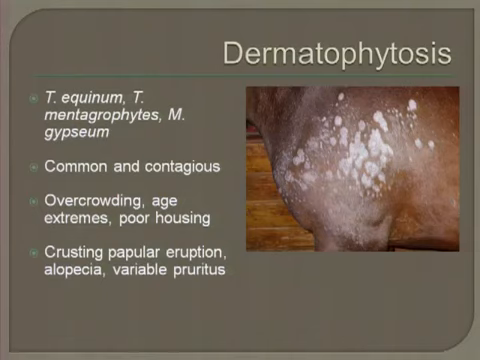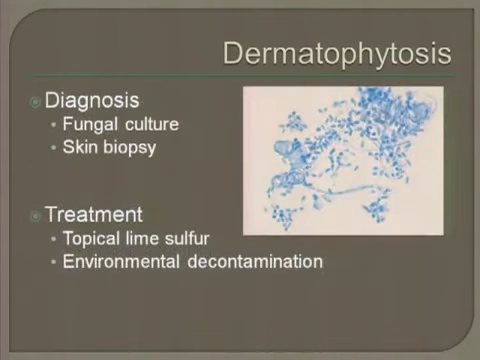And it causes crusting, papular eruptions, alopecia, and variable pruritus. And you can see the horse here on the right has the very characteristic lesions of dermatophytosis. Differential diagnosis for this, of course, would be all the different other causes of crusting and scaling. So here on the right, we have the classic Trichophyton. On microscope, you can see the very characteristic spiral hyphae that you see with Trichophyton.